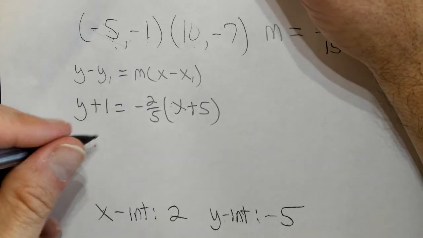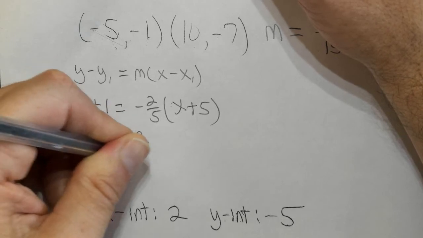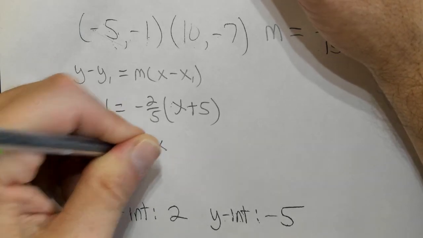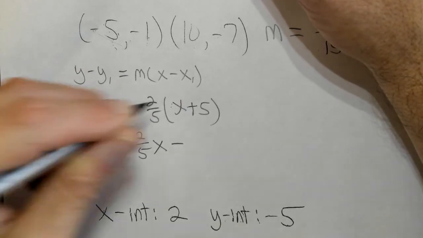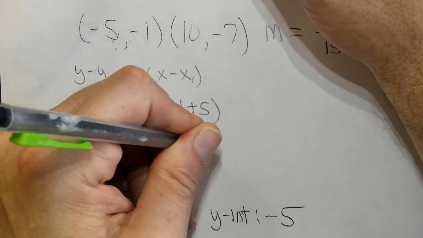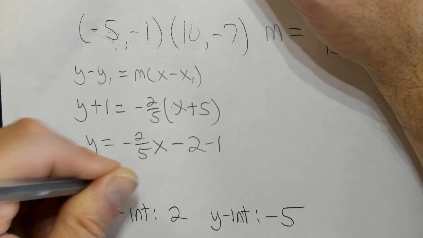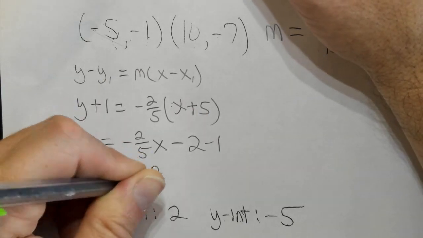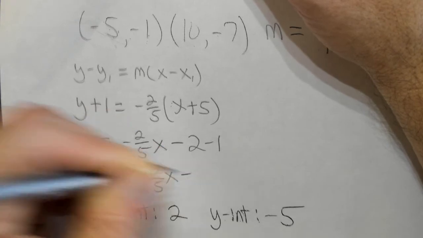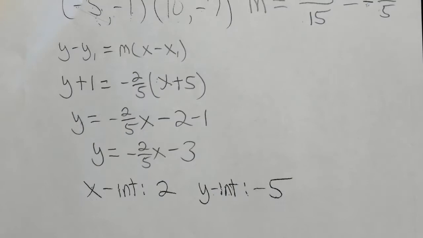All right, 2 more steps. Let's move it over. y equals -2 over 5x, and that's minus. The 5 cancels and leaves me with 2. Don't forget your +1 is coming over and changing to -1. So that's going to make the equation of that line y equals -2 over 5x minus 3 is the correct answer. All right, so there you go.